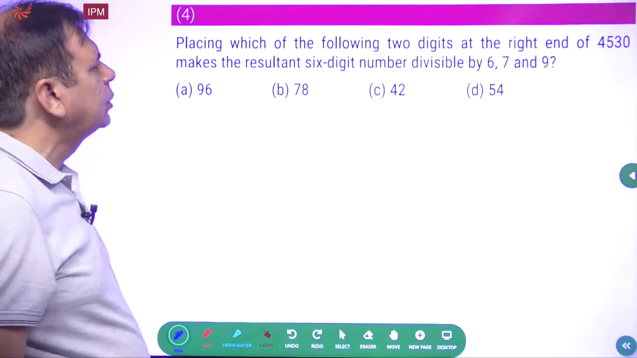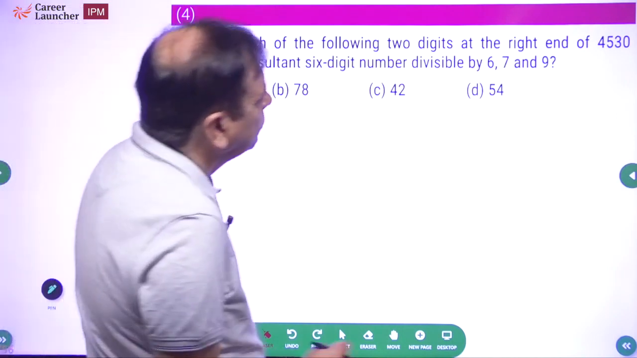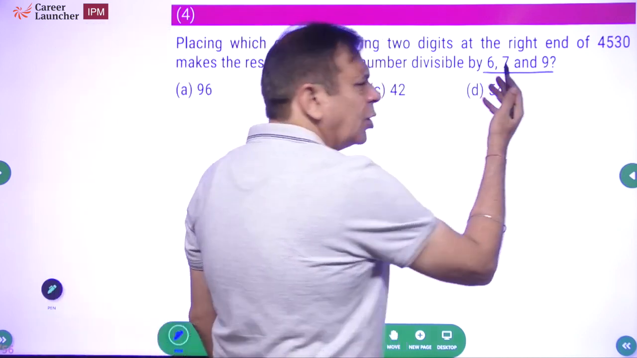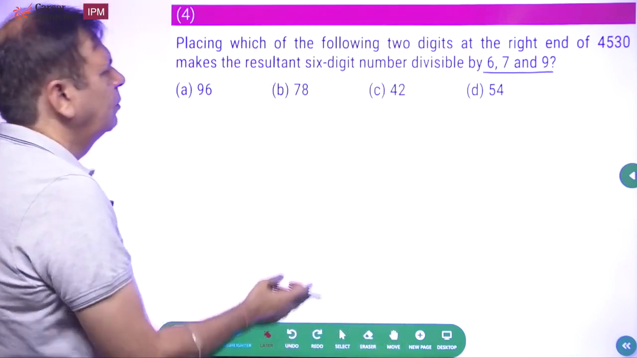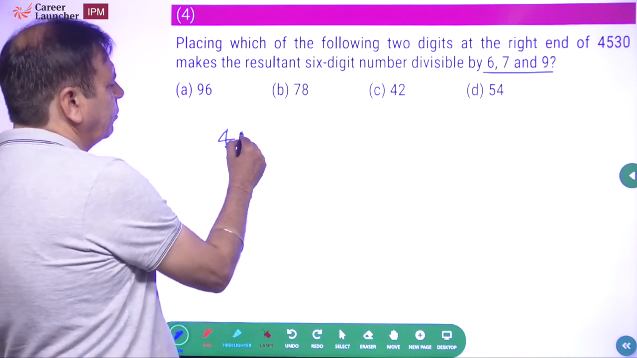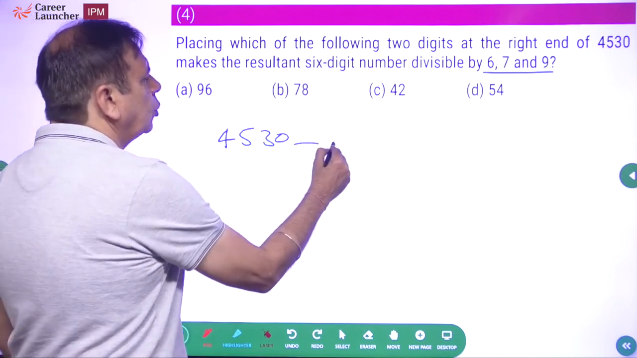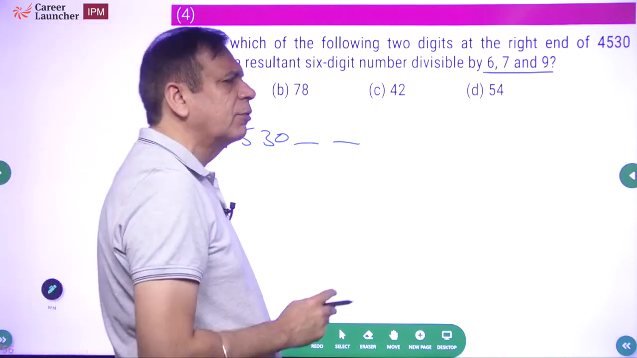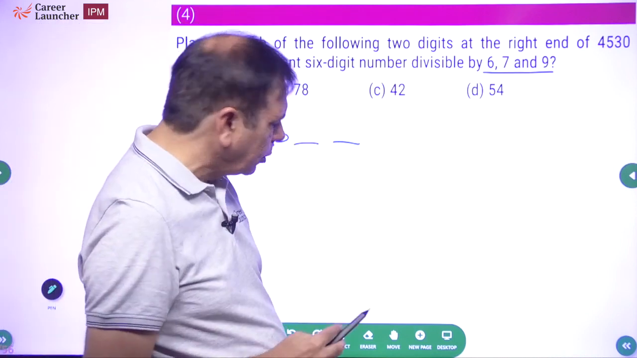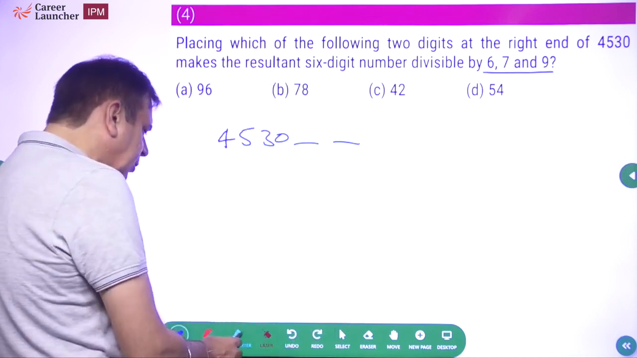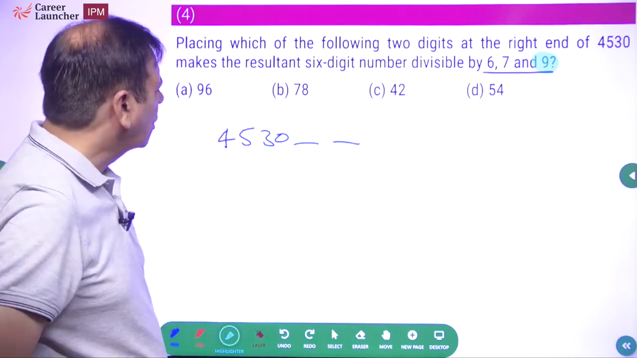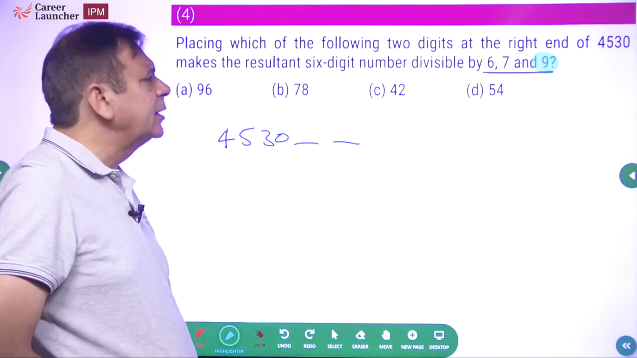Which of the following two digits at the end of 4530 makes the resultant 6-digit number a multiple of 6, 7 and 9? What is it saying? 4530 is the number. What should be these two digits so that the number becomes a multiple of 6, 7, 9? Which is the most important number here? The most important number is 9.